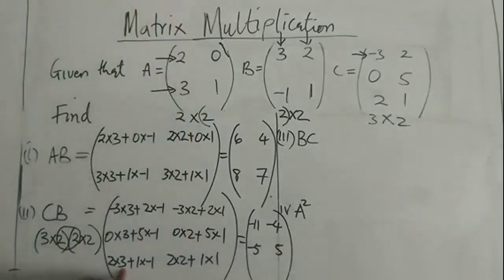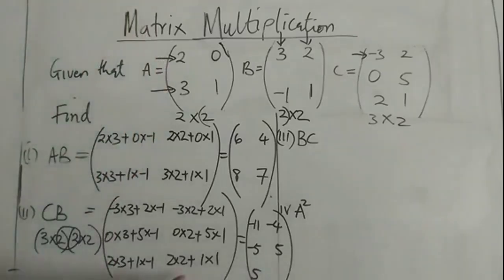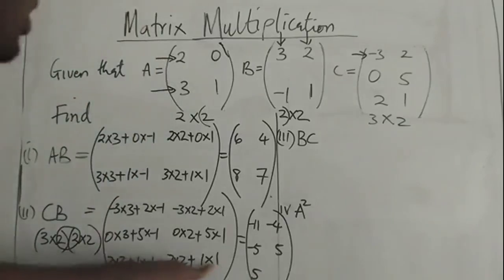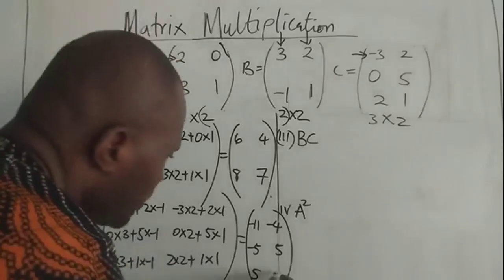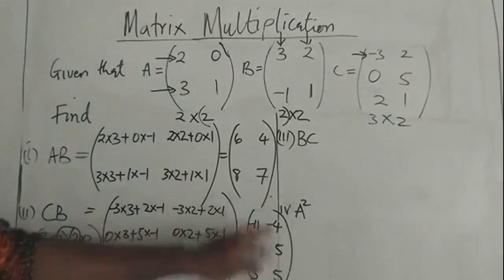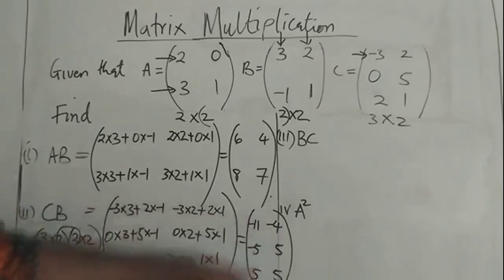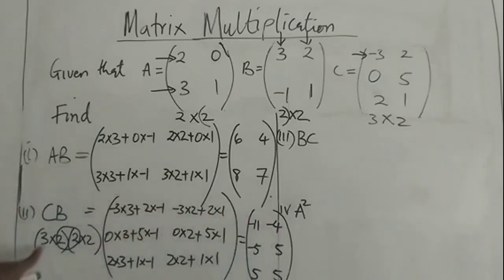2 times 3 will give us 6, plus 1 times minus 1 will give us minus 1. So 6 minus 1 will give 5. And lastly, 2 times 2 will give you 4. 1 times 1 will give you 1. So 4 plus 1 will give us 5. If you look at the result, you discover that it gave us a 3 by 2 matrix, which is the remaining two numbers left, 3 and 2.